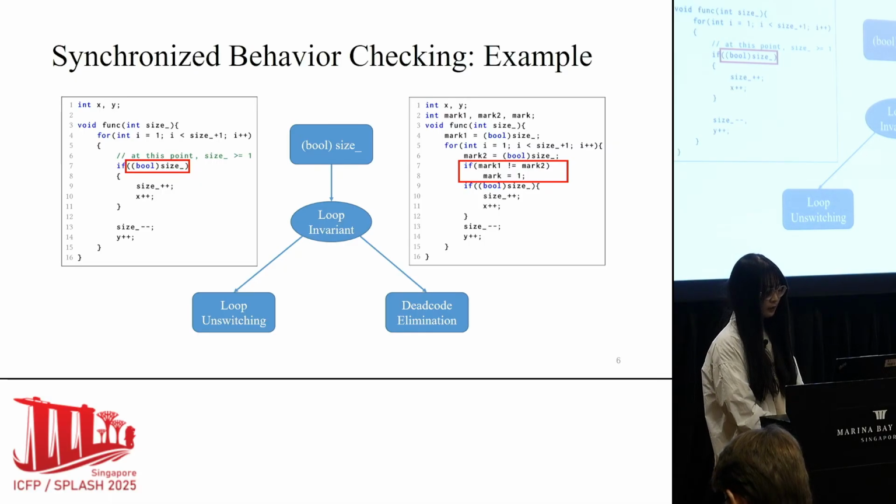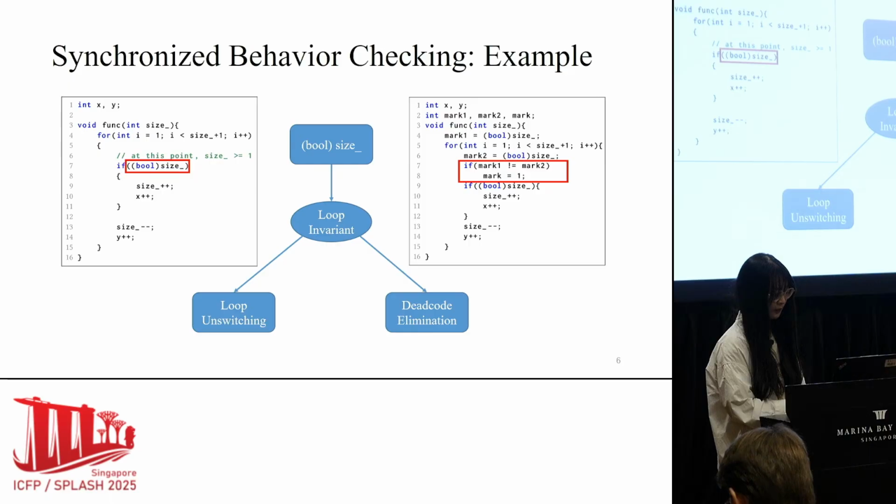Specifically, if dead code elimination removes the if statement, loop unswitching should move the if condition outside the loop, and vice versa. It's worth mentioning that the program on the right is mutated from the left for enabling the cross-validation between loop unswitching and dead code elimination.